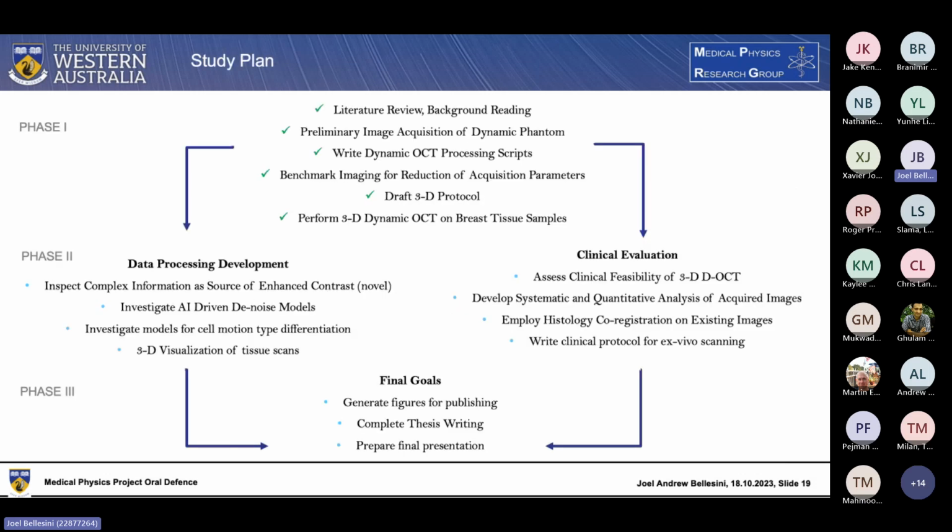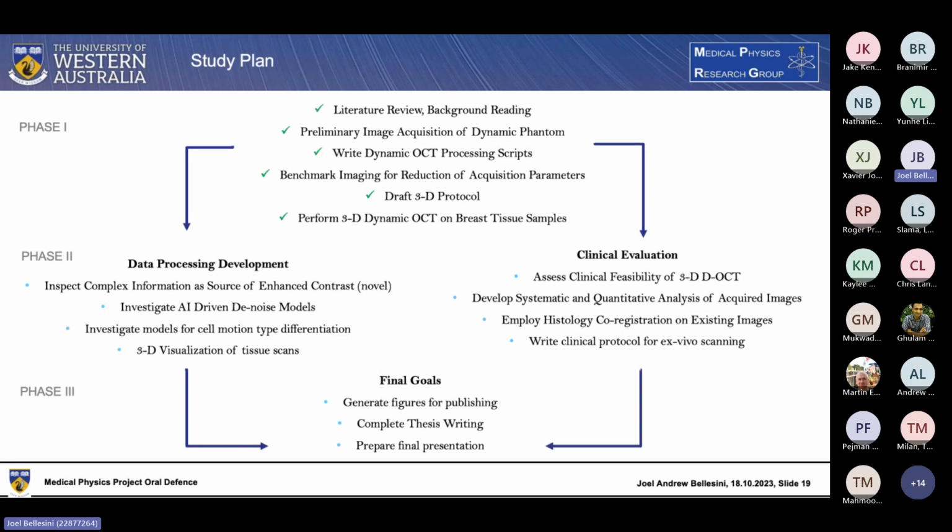And finally, study plan. This is where I'm at the moment. Phase 1 can be ticked off. We've done literature review, preliminary image acquisition of a dynamic phantom for validation, writing of my scripts, and 3D imaging as well has been done. And now I'm looking at it splitting into two fields of effort: data processing development and clinical evaluation. So that will mean on the data processing side, developing my scripts, investigating AI-driven models and complex information contrast, etc., and 3D visualization.